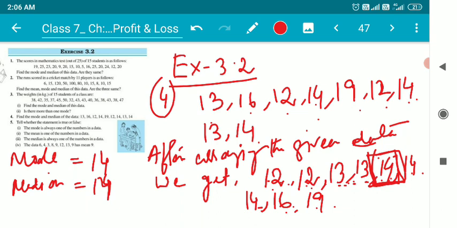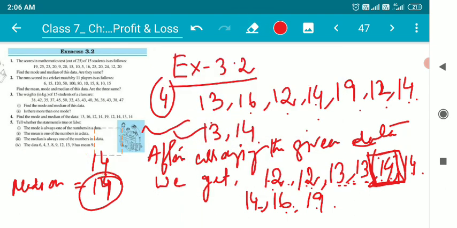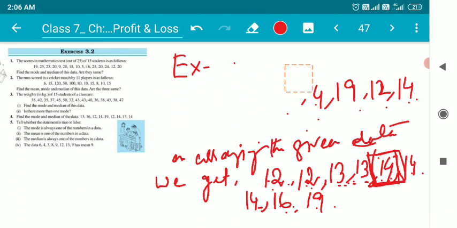So we got the answer, children. The mode will be 14 because the frequency for 14 is the maximum number of times, that is, it has appeared 3 times, and the median is also 14 because 14 is coming at the middle. So children, don't forget to arrange the data, because arranging the data is very important. All right, so we got our answer.